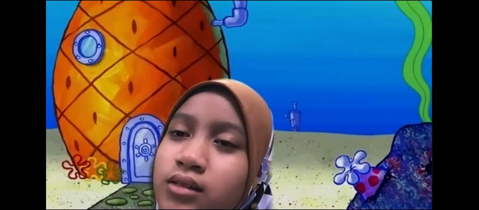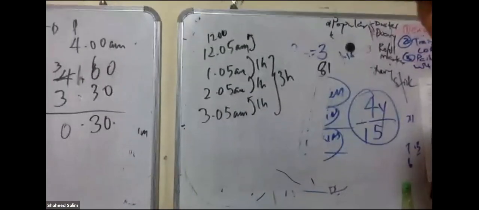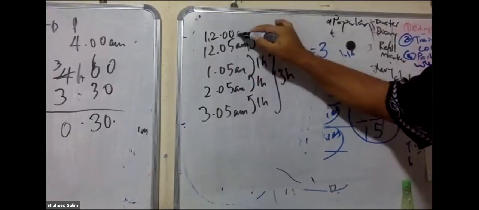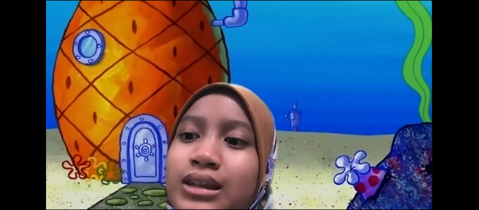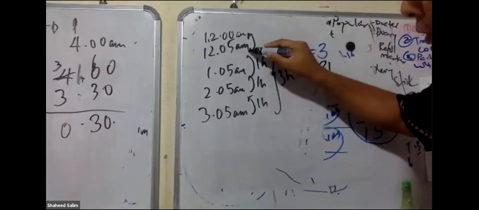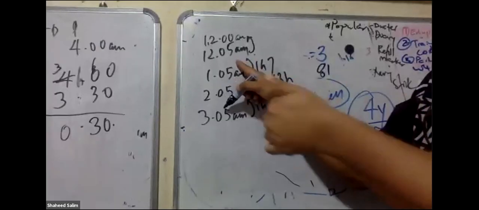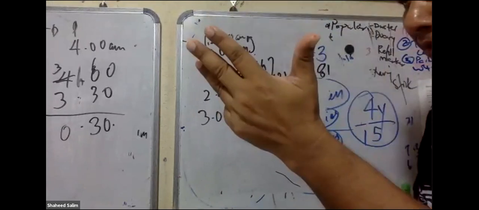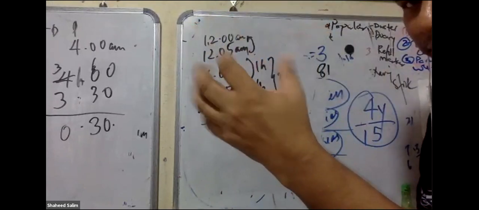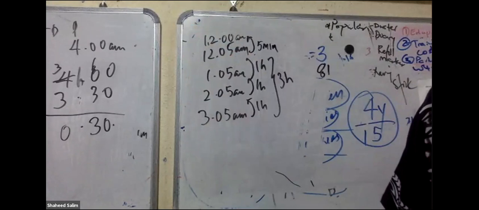So, okay, let's go back to 12 midnight. How many minutes pass if, let's say, you go back to 12 midnight from 12:05? I'll count down. 5 minutes, 4 minutes, 3 minutes, 2 minutes, 1 minute, 12 midnight. 5 minutes only. This is 5 minutes here. Correct or not?